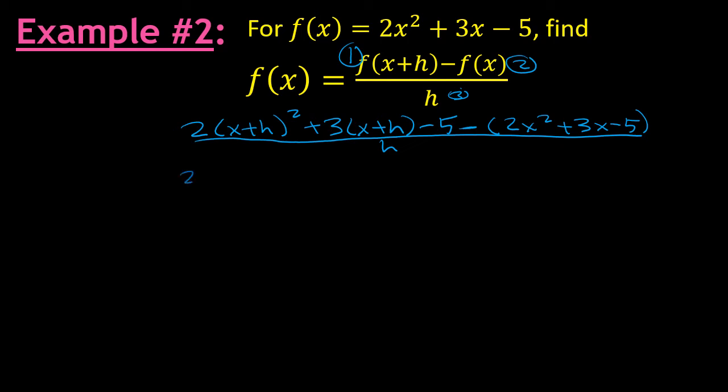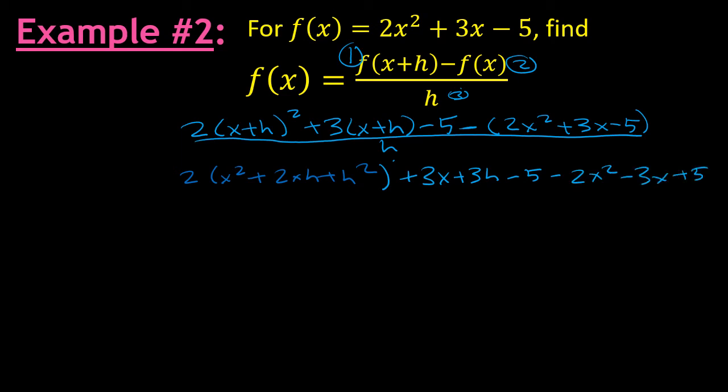All right, so if I expand this, this is 2 times x squared plus 2xh plus h squared, close my parentheses, plus distribute the 3x plus 3h, minus 5, distribute this negative 2x squared minus 3x plus 5, all over h. So looking right now at what cancels, I have a positive 3x, I have a negative 3x, got a positive 5, got a negative 5. So those are all gone as of right now.